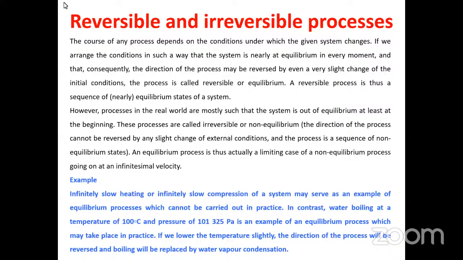Processes in the real world are mostly such that the system is out of equilibrium, at least at the beginning. So such a process is called irreversible or non-equilibrium. They go in one direction. So every irreversible process is also called a non-equilibrium process. All reversible processes are equilibrium processes. Note this, you can be asked in a question in the exam. An equilibrium process is just actually a limiting case of a non-equilibrium process going on at infinitesimal velocity.